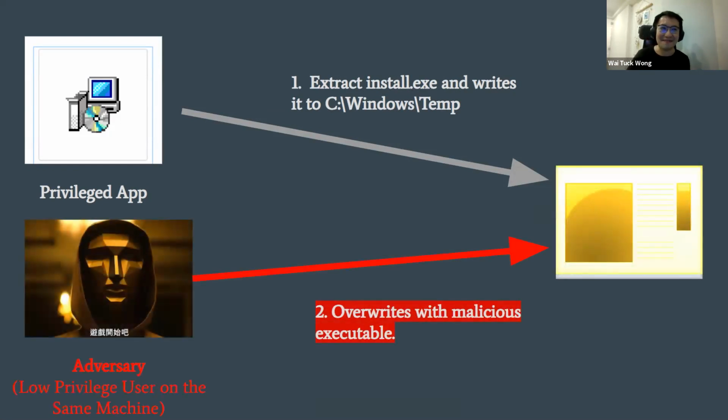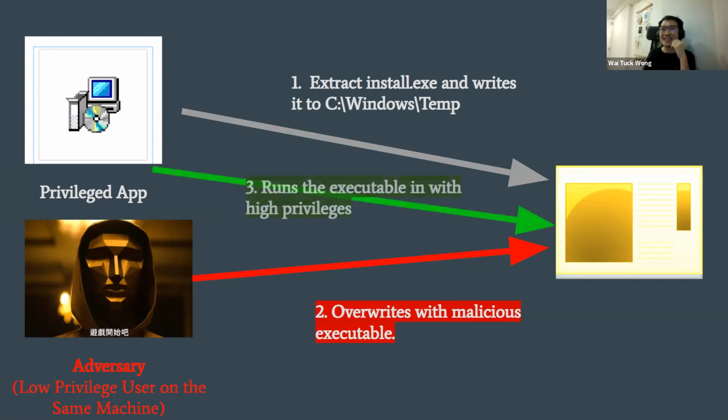Maybe you're not an adversary, but there is an adversary. This adversary is a low privilege user on the same machine. What he does is change the executable with his own malicious executable. You can tell it's malicious because it's yellow. After this, the privileged application becomes a sort of confused deputy. It doesn't know that someone changed the application, and it's like, hey, I need to install this. Let's go for it, man. So they run that executable with high privileges, and the adversary gets to escalate privileges. This happens more often than you think.